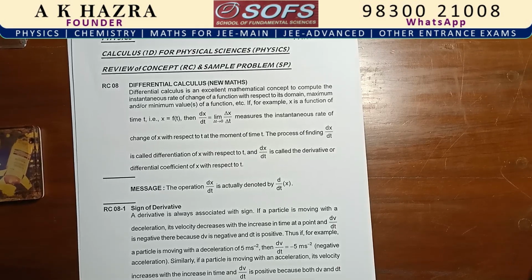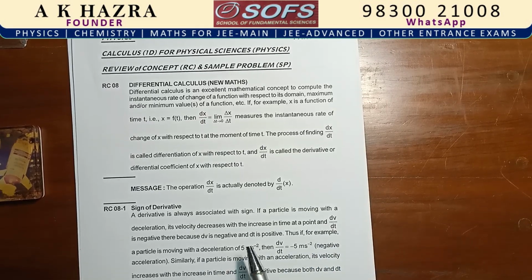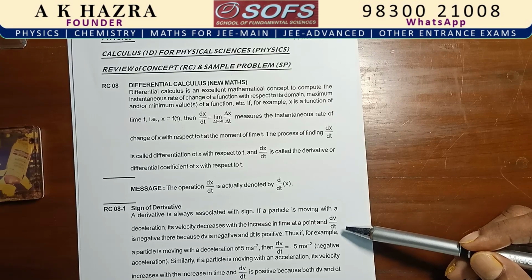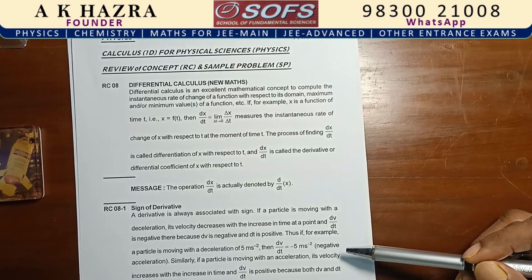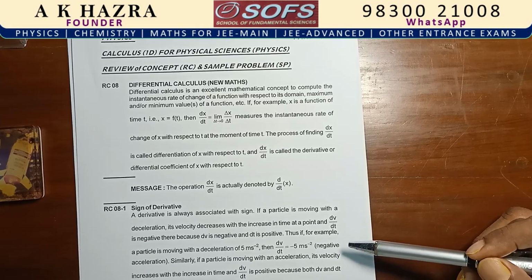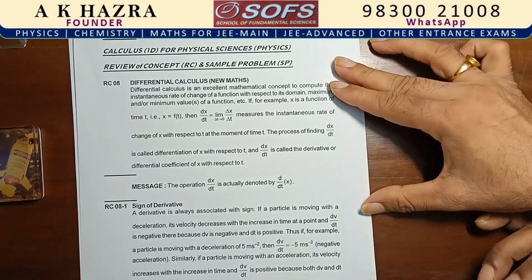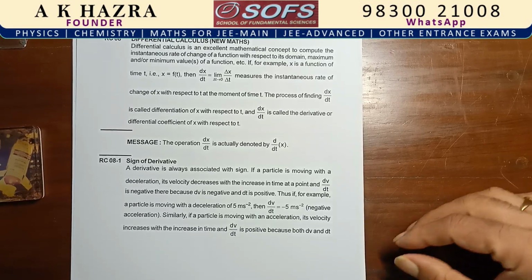For example, if a particle moves with a decreasing velocity, then for dv/dt, since velocity decreases, dv is negative, and dt is always increasing, so dt is positive, so dv/dt is a negative quantity. Similarly, if the particle is accelerating, that is the velocity is increasing, then dv is also positive, dt is also positive, so dv/dt will be positive.